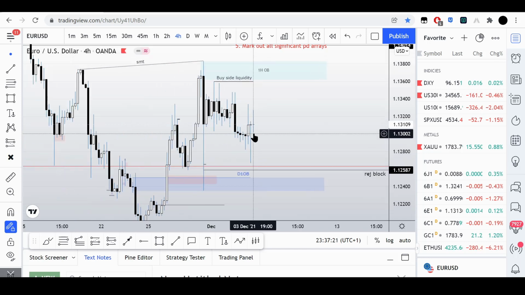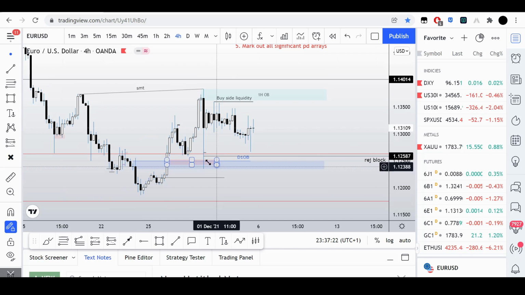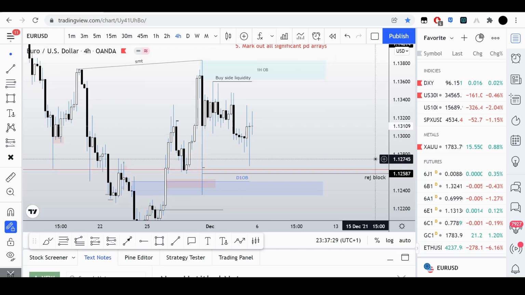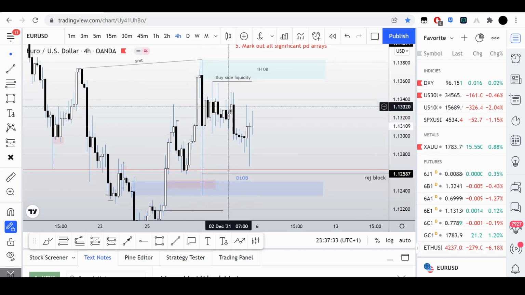So we have our context, right? Tuesday we came into this daily order block right here, this daily order block, day 1 OB. We came in, wicked into it, and we started ranging for like the rest of the week right around here. And then you can see around Thursday we had this nice little drop from here. We didn't take out this buy side liquidity like I thought.